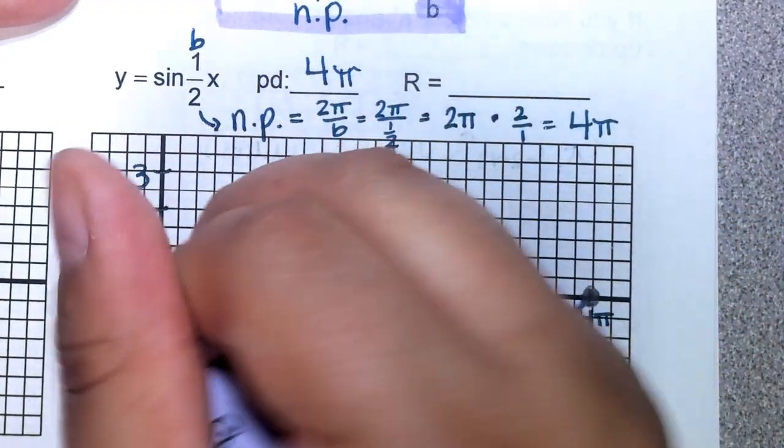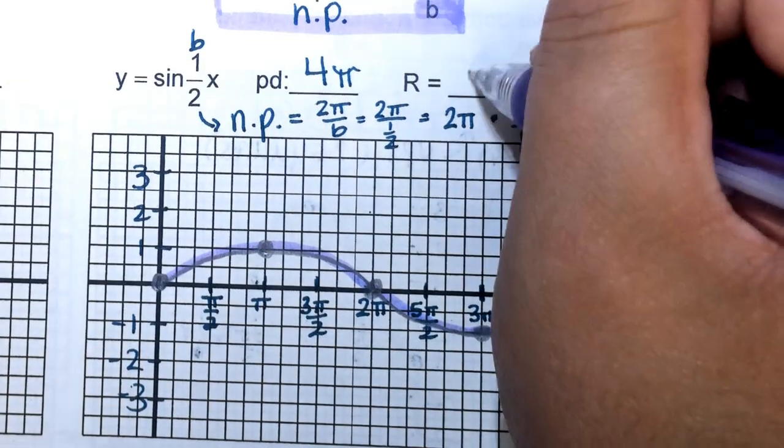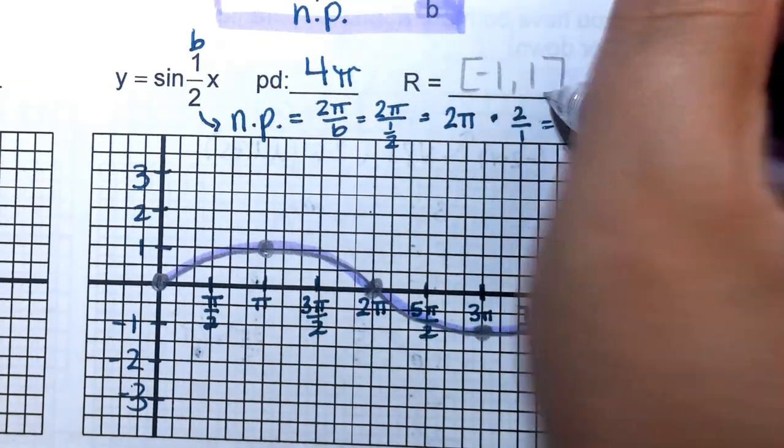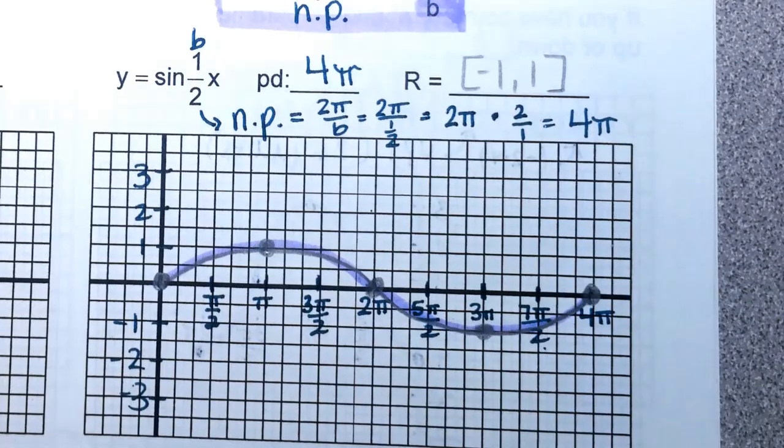What questions can I answer about what I did, why I did it, anything like that? And why is it still negative 1, 1? We're not doing anything vertical. We're just dealing with horizontal. My range isn't changing from the parent function.